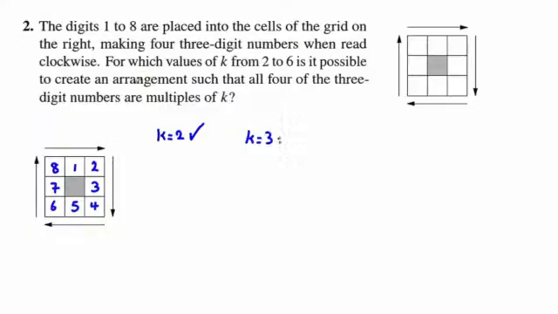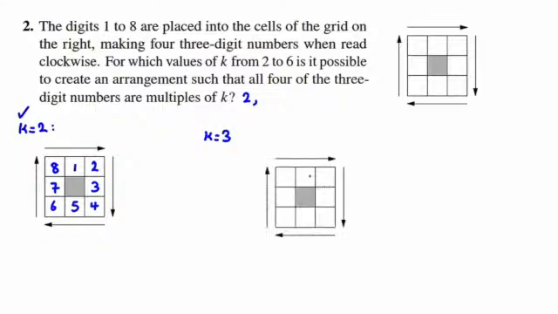Okay, so let me do something. For K2, we've solved. We found an example, and K2 is okay. It says find which values of K. So the first one is 2. Let's see. If we consider K3, some of these things should be multiple of 3.